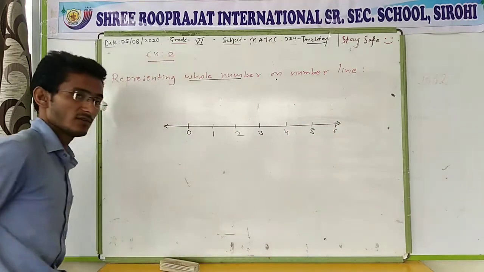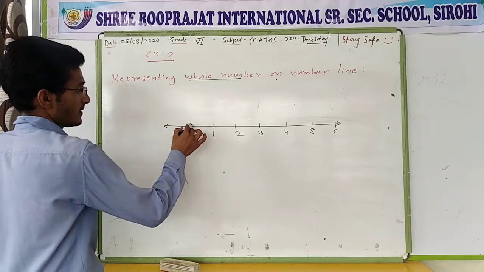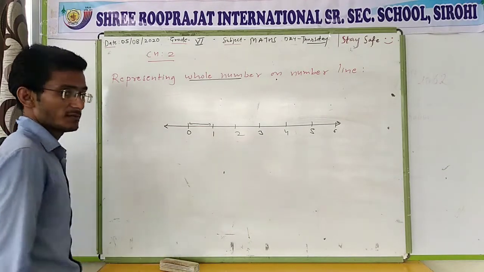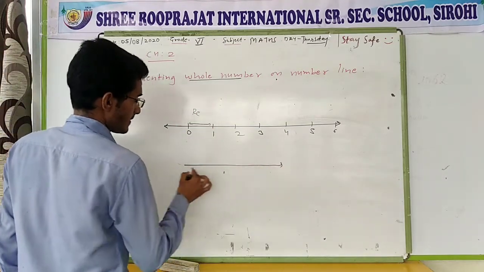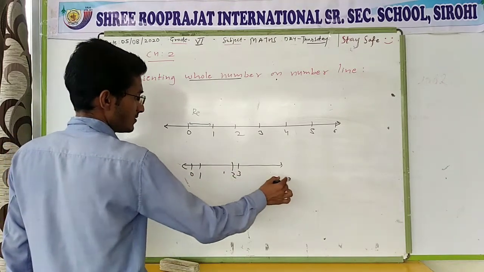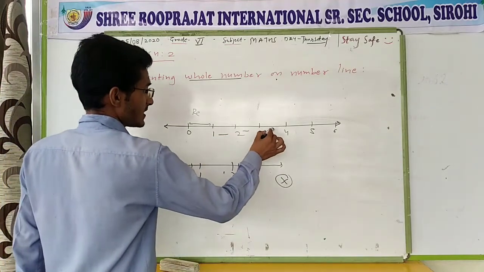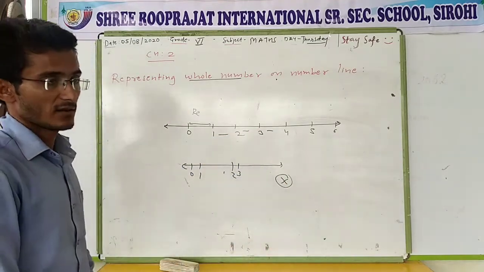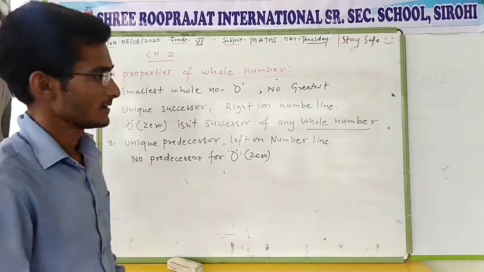However many numbers you need, you can extend the length of a number line. But the space between the two numbers should be equal, that is called a regular interval. Not like this one. Here is 0, it is 1, it is 2, it is 3. No, it is wrong. So the distance between the two digits should be equal, that is called a number line. Okay?